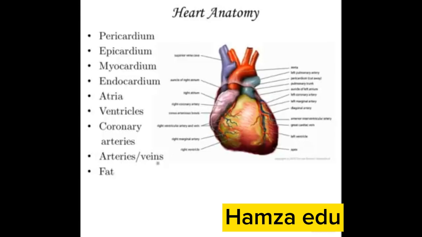There are arteries and veins coming out from the top portion, the superior portion of the heart. The major one is the aorta. That is the major artery that's sending blood to the body. And then there are veins as well. We'll get to those in more detail in future slides in this lesson. And lastly, fat.